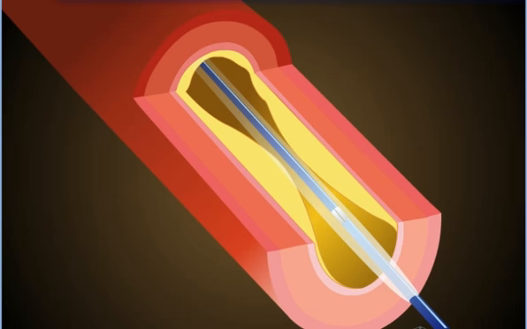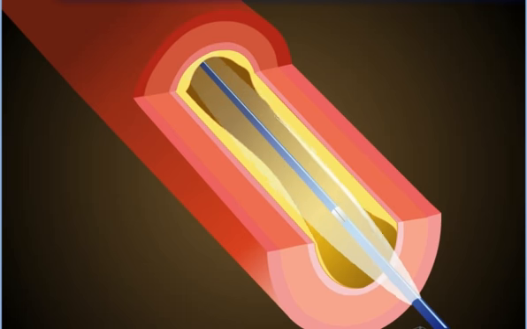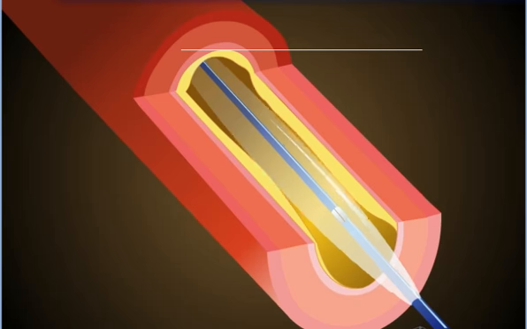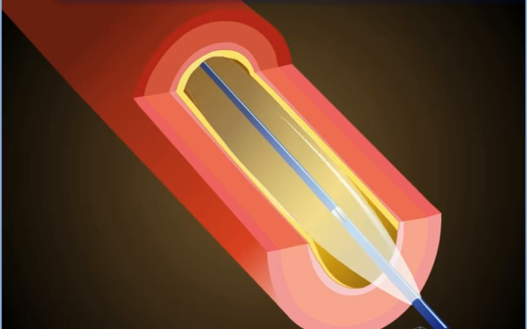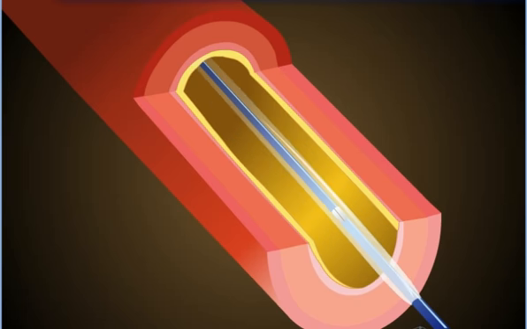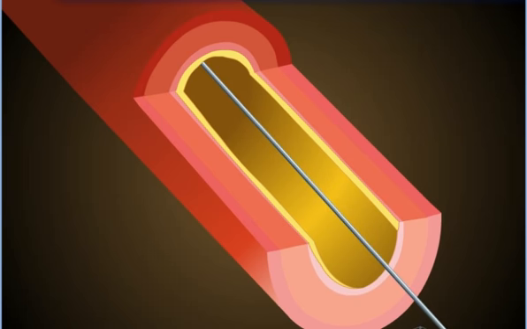Once the balloon is positioned in the narrowing of the artery, it is inflated and deflated several times in order to press the plaque back against the wall of the artery. When the doctor is satisfied that the artery has opened, the balloon is removed. This procedure is generally successful and has a low rate of complications.